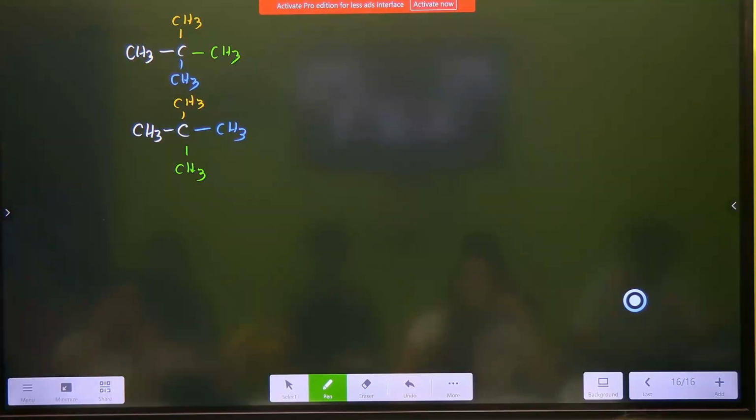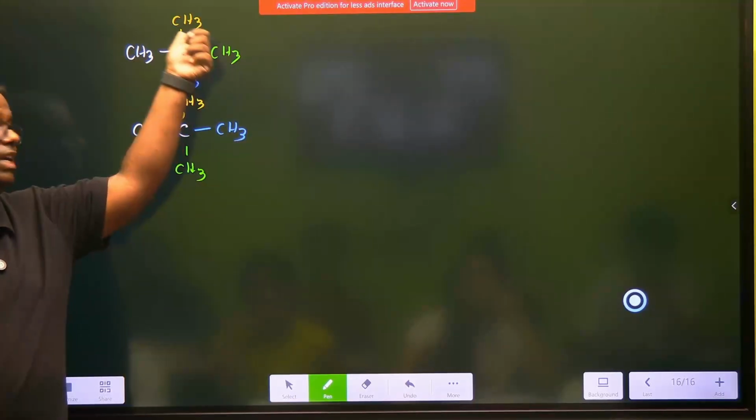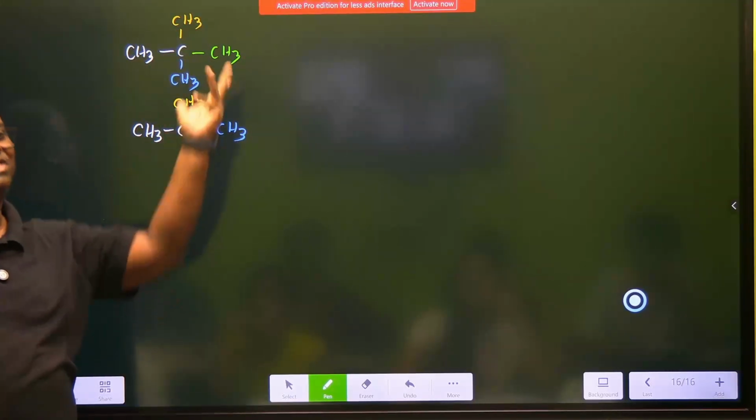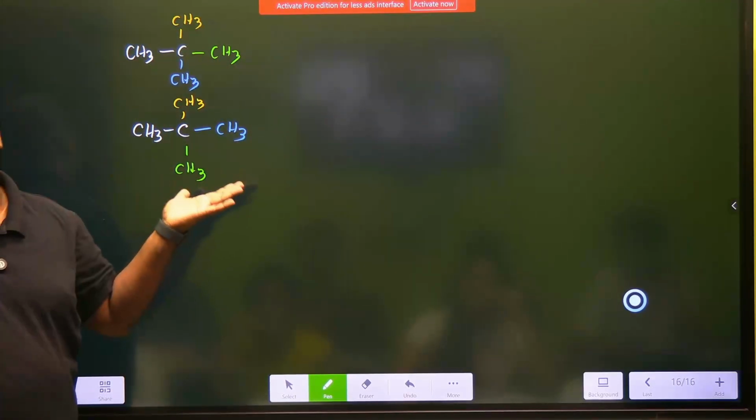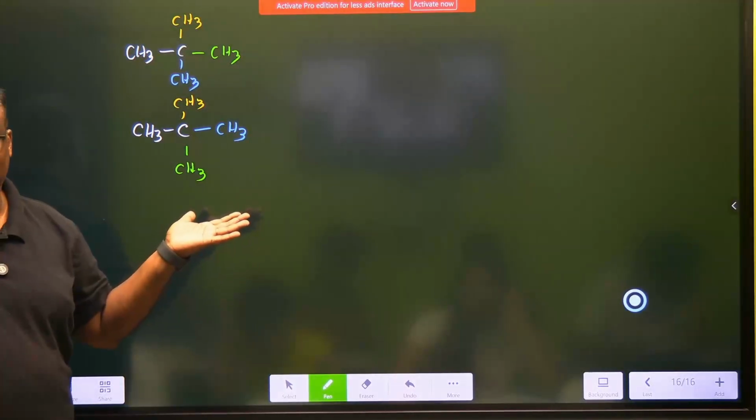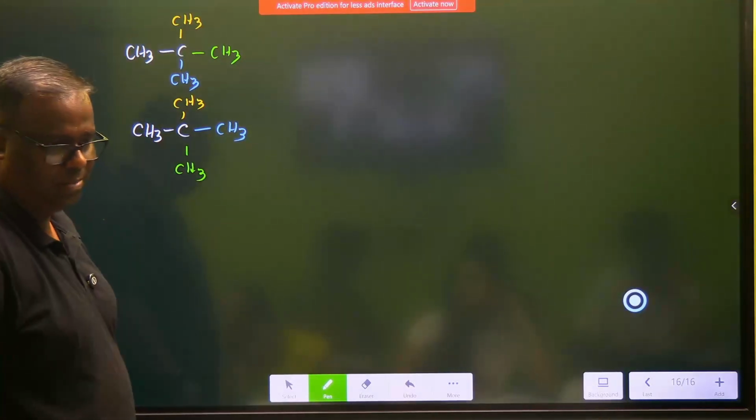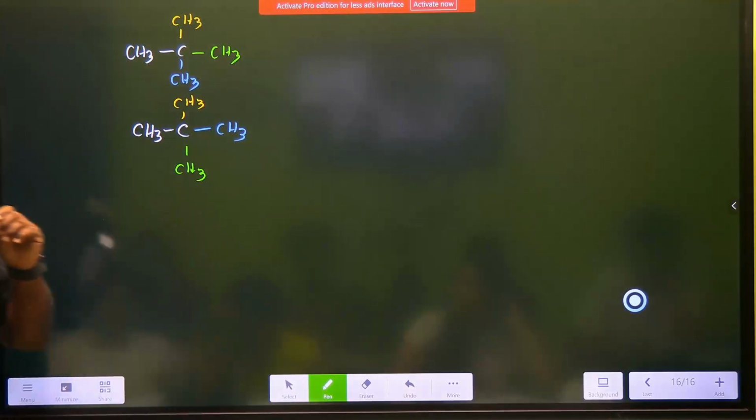No difference. Is it making sense? I have made them different in color to make you understand which CH3 I picked up. But in actual, all CH3s look alike. All electrons look alike. So that's clear. So is isomerism clear? Have you understood isomerism?